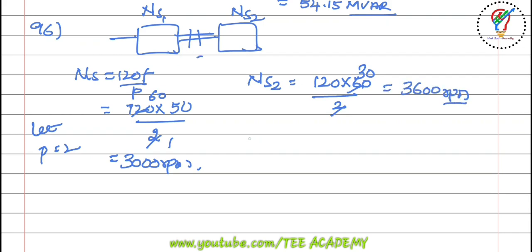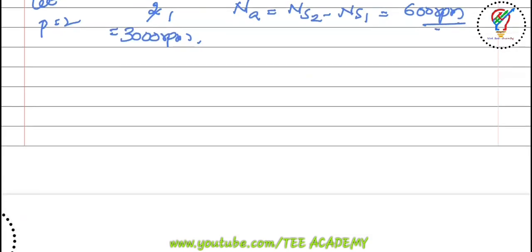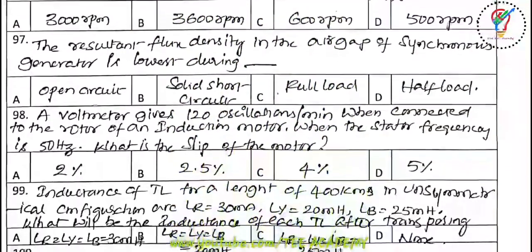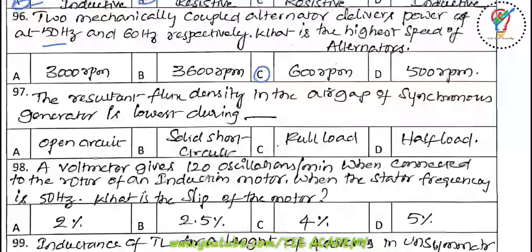When they are mechanically coupled, the actual speed Na will be the difference between Ns2 and Ns1, so it is nothing but 600 rpm. So the answer for question 96 will be 600 rpm.